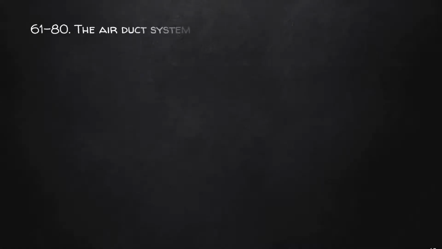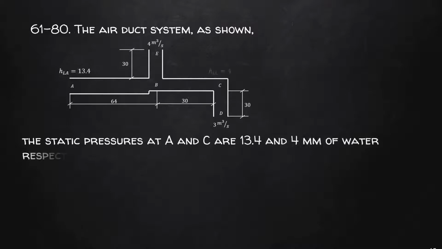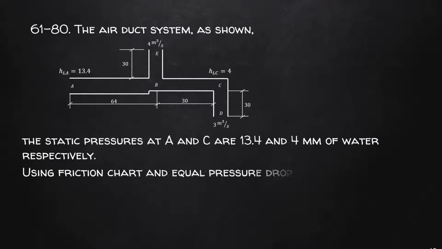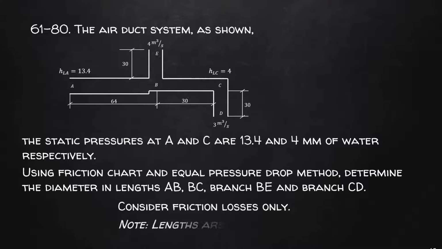The air duct system is shown. The static pressures at A and C are 13.4 and 4 mm of water respectively. Using friction chart and equal pressure drop method, determine the diameter in lengths AB, BC, branch BE and branch CD. Consider friction losses only. Note, lengths are in meters.